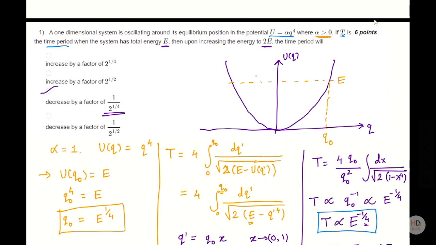So there is a slight ambiguity in the semantics. Ideally, when you say decrease by some factor, it means it is reduced, it is divided by that factor. So technically it should be just 2 to the power 1/4 because you are already saying it's decreasing, but that's the way it's framed. Anyways, it's not increasing by either of this factor. Okay, so that's that. Is that clear?